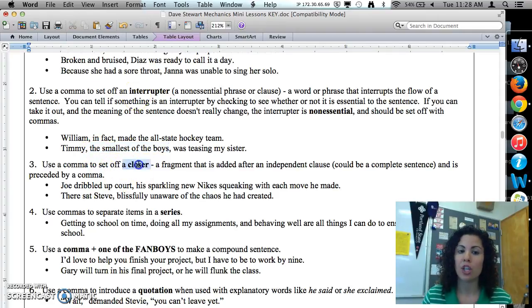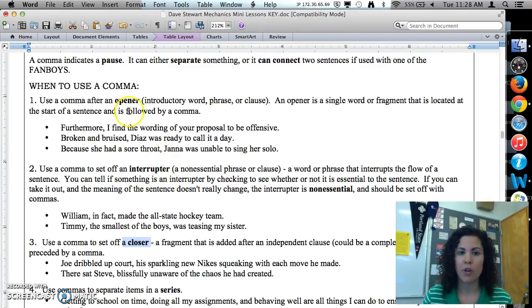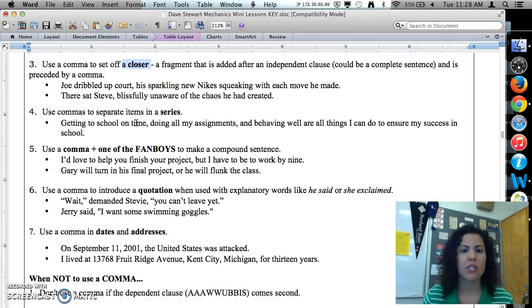Our third rule is a closer. Just like we had the opener up here, a closer is just what it sounds like. It's at the end. So a closer is a fragment that is added after an independent clause, after the complete sentence, and is preceded by a comma. "Joe dribbled up court, his sparkling new Nikes squeaking with each move he made." That's my closer. It's adding more information.